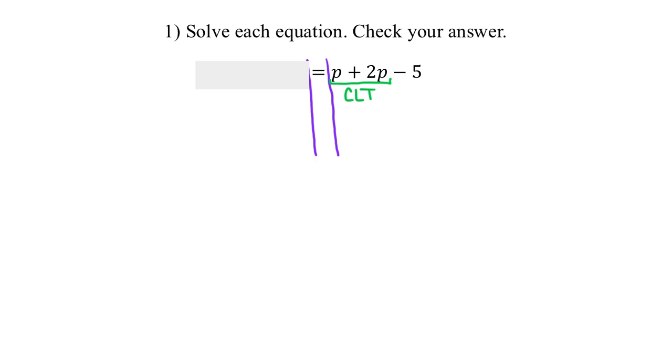P plus 2p is 3p. 3p minus 5 is on the right now. Now we need to reveal the left side. Nothing changed on the left, did it? No. Bring it straight down next to it.